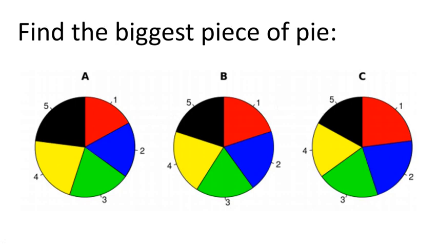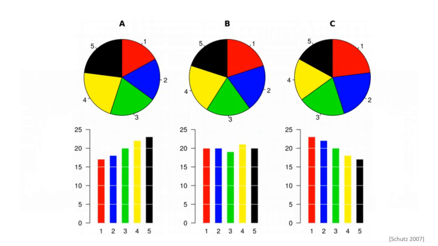Okay, like I promised, a bit more about pie charts. Here's your task. Find the biggest piece of pie in each of these, in A, B, and C. Which piece of pie is biggest? Okay, if you said 5, 4, and 1, you are correct.